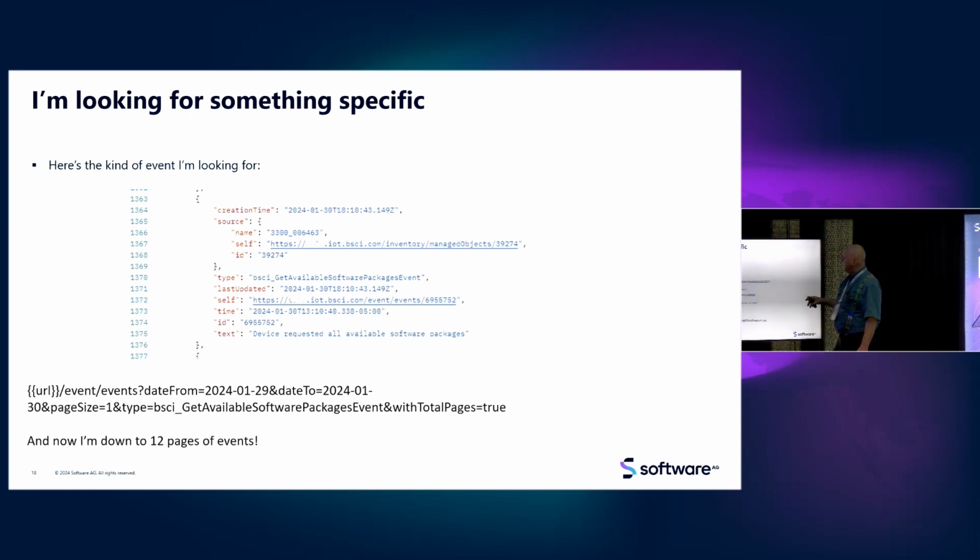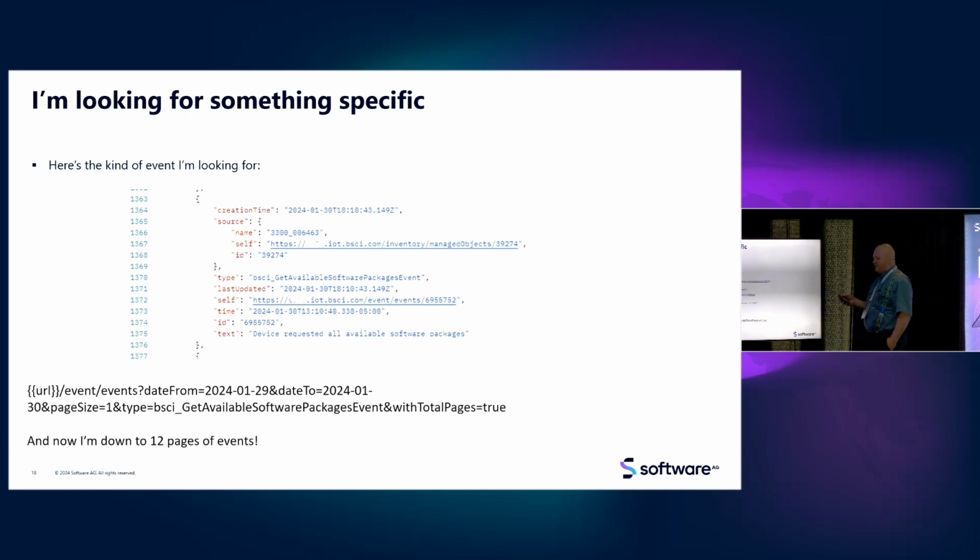So I go down here and I use the key in my query. So get the date, which we already talked about, and type equal get available software packages event with total packages equals true. So you can query on any of these keys in the REST request to get this data back. Some of these you wouldn't use. I mean, if you really want to know the time an event happened, you can do that, but usually you're just looking for either the source or the type of request you're looking for.